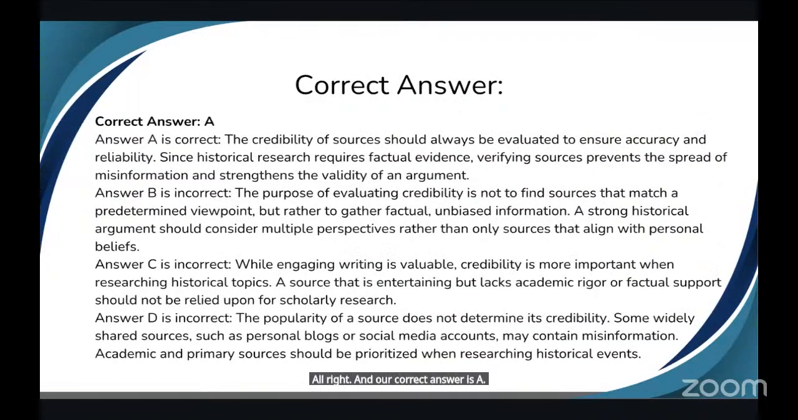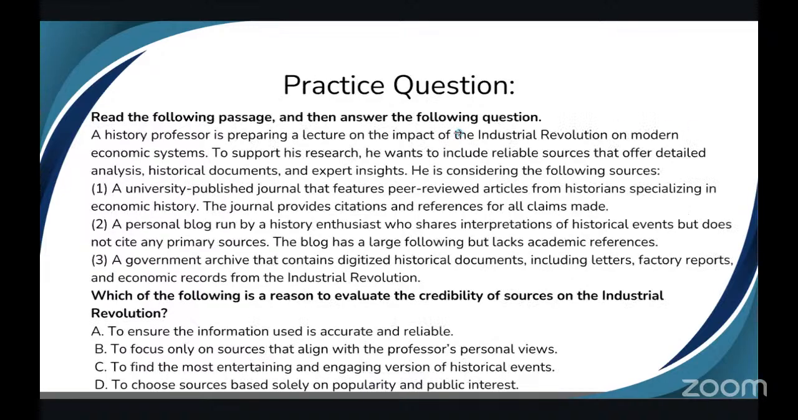How'd we do? To ensure the information is accurate and reliable. There's reliable right here. Which of the following is a reason to evaluate the credibility? Any questions? If you got it wrong, don't be afraid to ask.